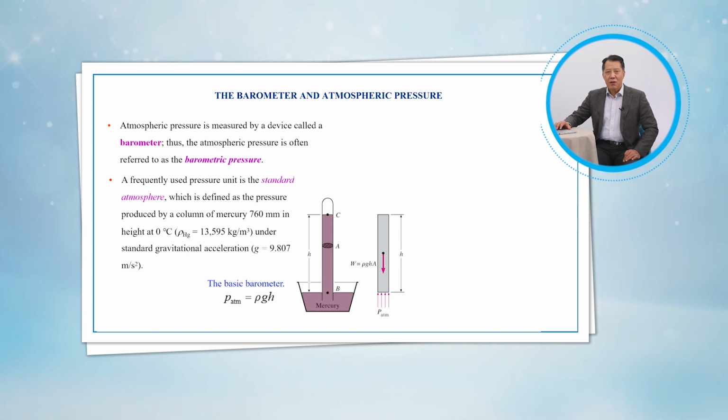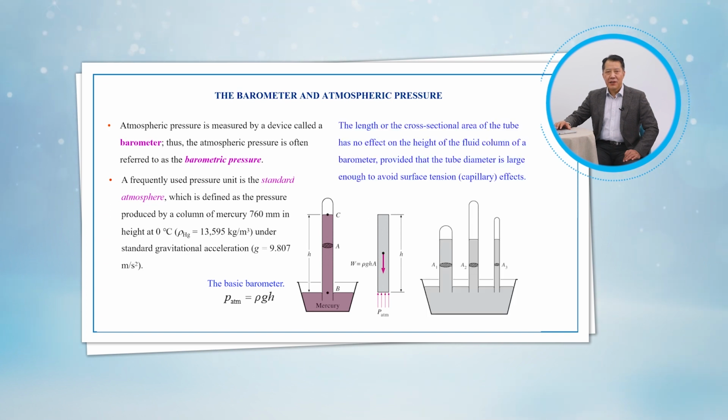The length or the cross-sectional area of the tube has no effect on the height of the fluid column of a barometer, provided that the tube diameter is large enough to avoid surface tension effects. This means the length and the cross-sectional area of the tube have no effect on the height of the fluid column of a barometer with a large enough tube diameter.